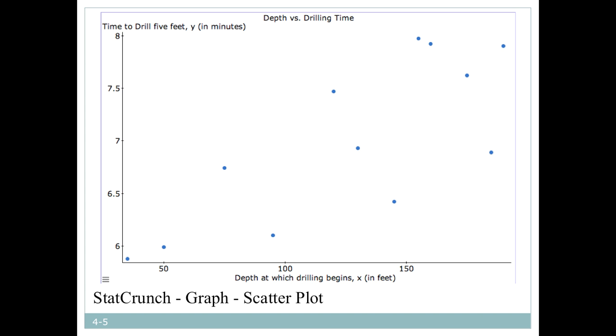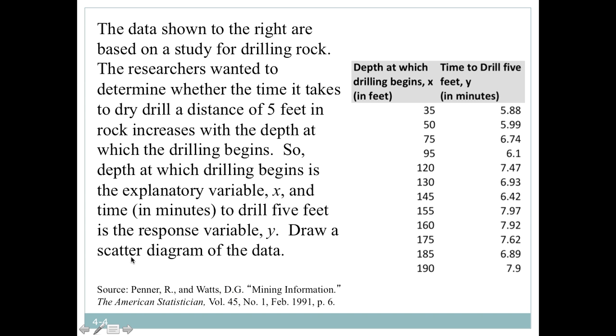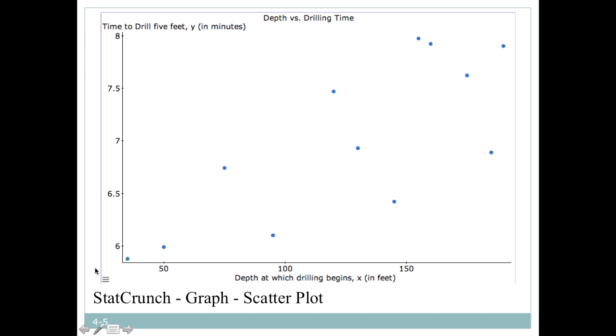So if you look here, we have the depth at which drilling begins, that's our x variable, right along our x-axis, and this is in feet. And then we have our time to drill 5 feet in minutes right here along our y-axis. And each one of these little dots represents one of our data items from the previous page. So for example, if we go back for just a minute, at 35 feet, it takes 5.88 minutes, so that's going to be this first data item right here. And then at 50 feet, it takes 5.99 minutes, so that's our next data item.